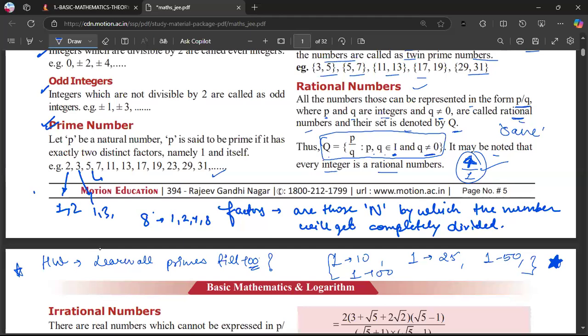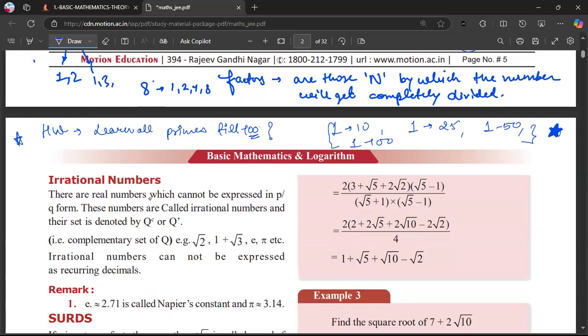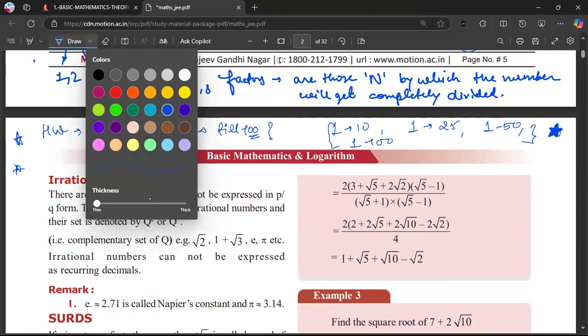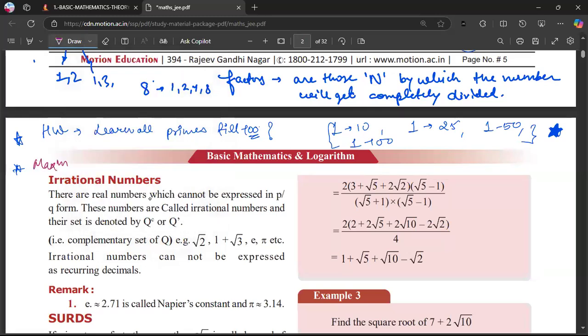So the maximum number of different decimal digits in P by Q, for example 11 by 9, is at most Q. Let me write an important note somewhere. The maximum number of different decimal digits in P by Q is equal to Q, which is an integer. Note the word different.